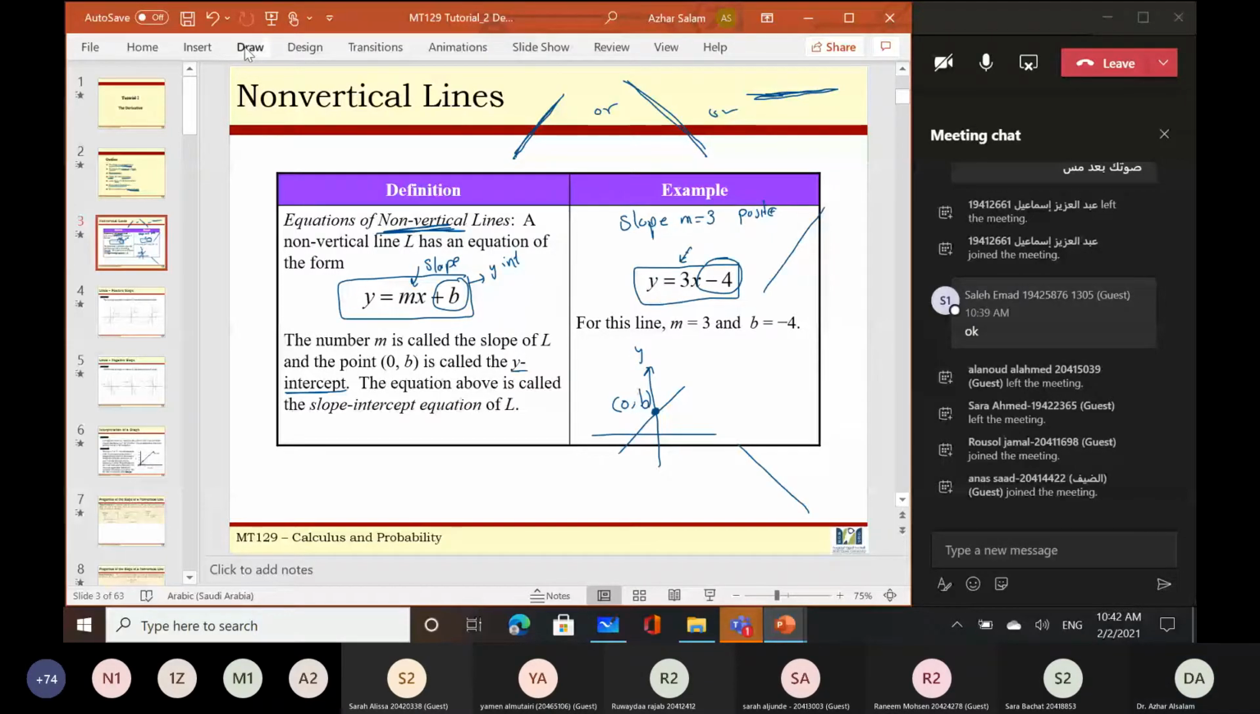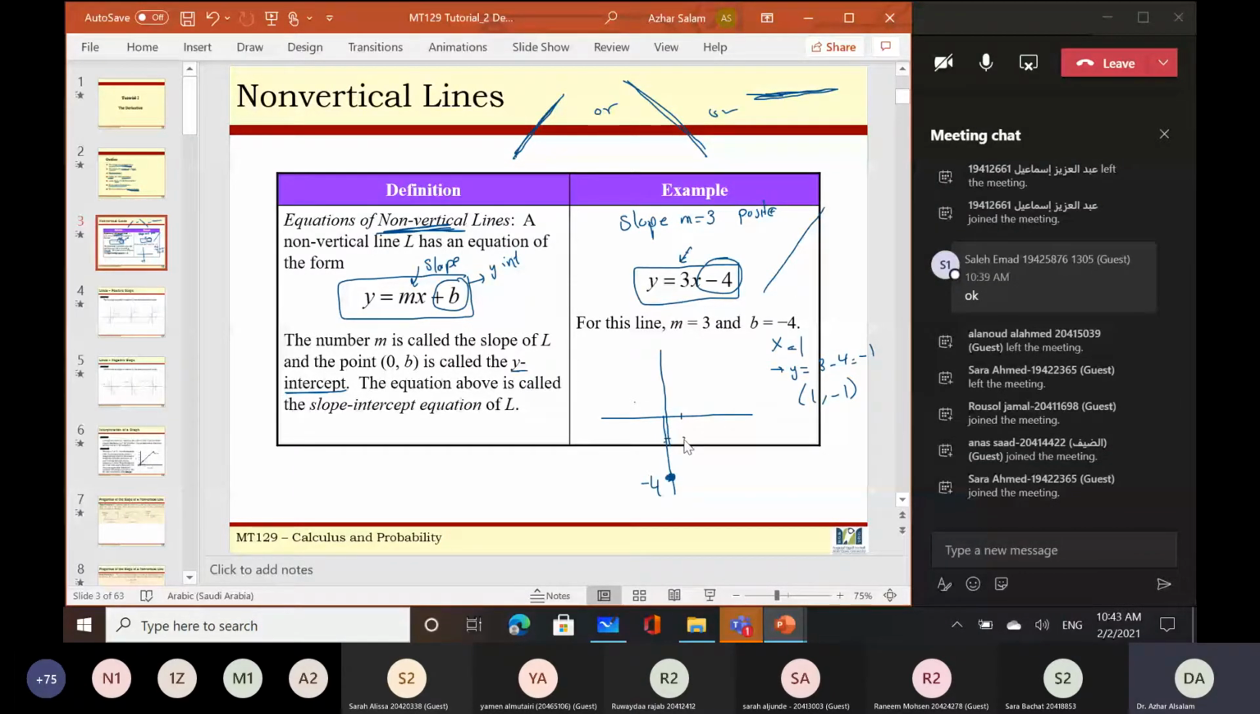So here, for example, I have minus 4 on the y-axis. The line will intersect here, okay? I can find another point from this equation and draw a graph for the line. For example, suppose that x equals 1, then y equals 3 minus 4, which is minus 1. So the point (1, -1) is another point, so I can draw a line like that.